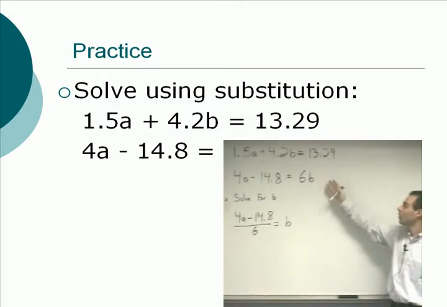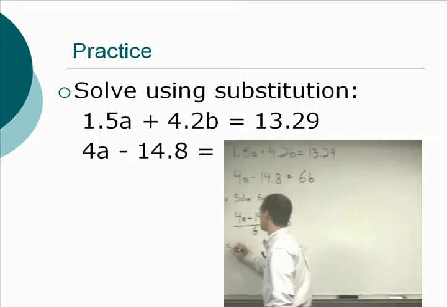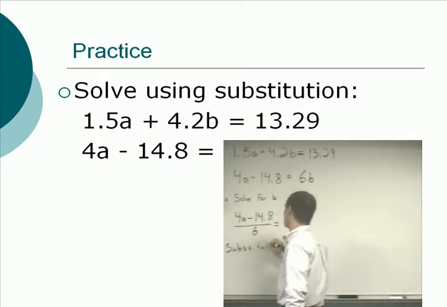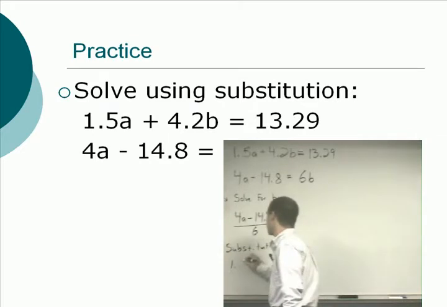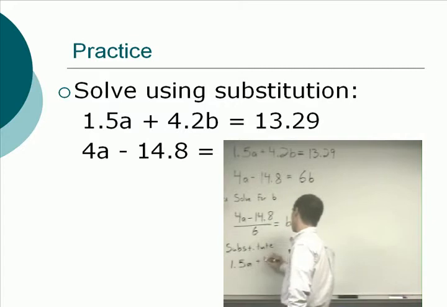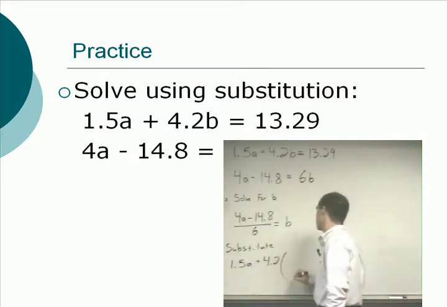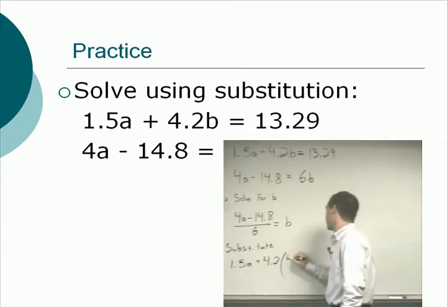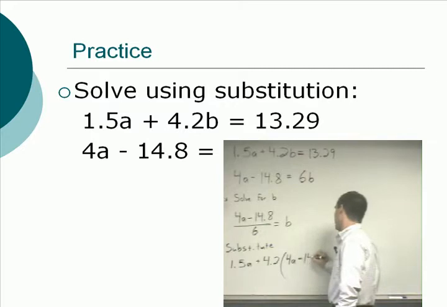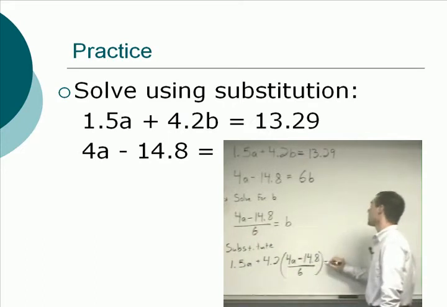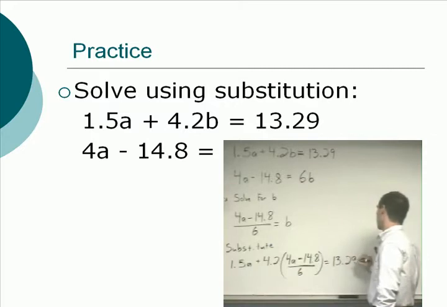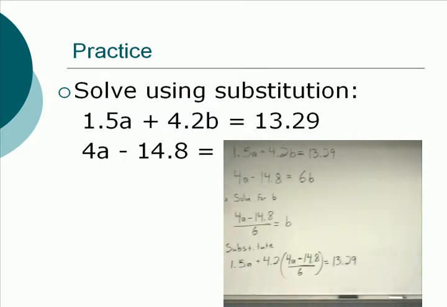Okay, now let's substitute that into our top equation. And our equation becomes 1.5a plus 4.2 times, not b anymore, but 4a minus 14.8 over 6, equals 13.29. Okay, now we've got an equation with one variable to solve. That's just a linear equation.